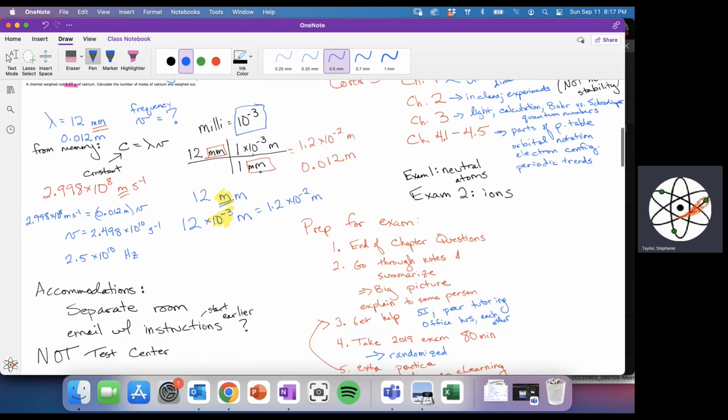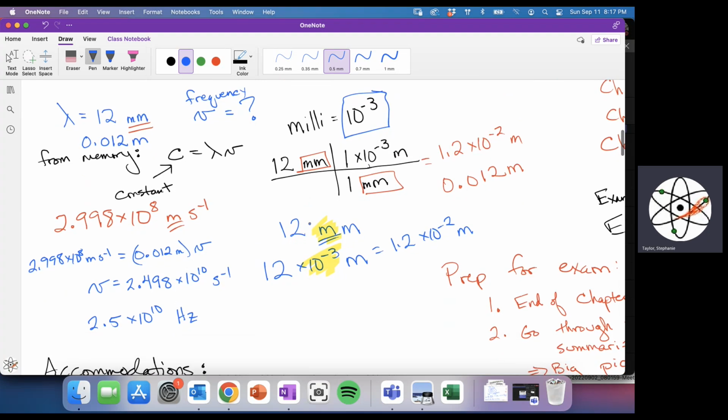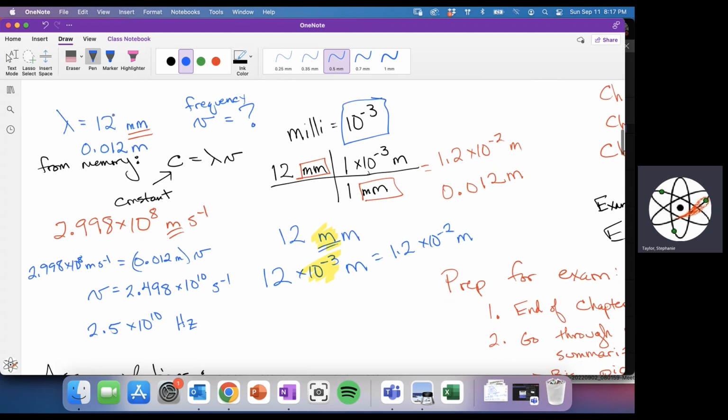Where's my frequency? There's my frequency question. For the frequency question, I started off here on the left with a wavelength of 12 millimeters. I took the 12 millimeters and converted that. My constant, the speed of light, I left alone. I left the speed of light in meters per second, so 2.998 times 10 to the 8th meters per second. I left that number alone. I changed the wavelength to be meters.